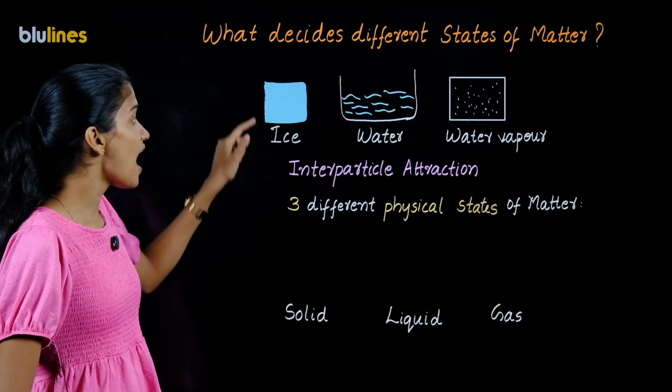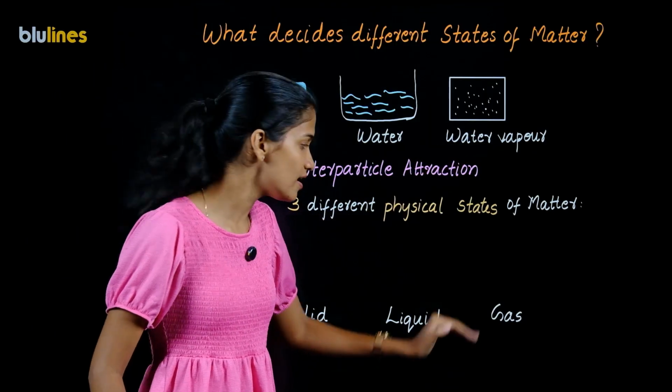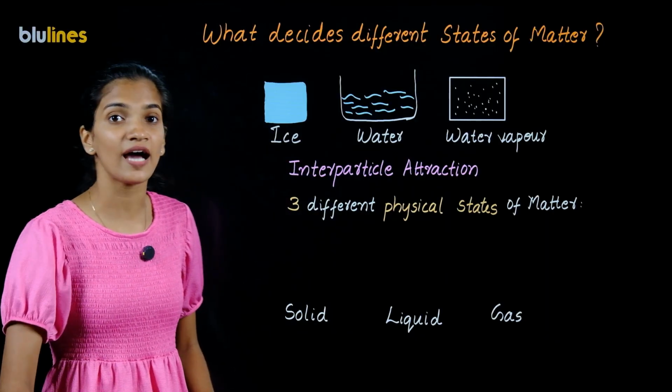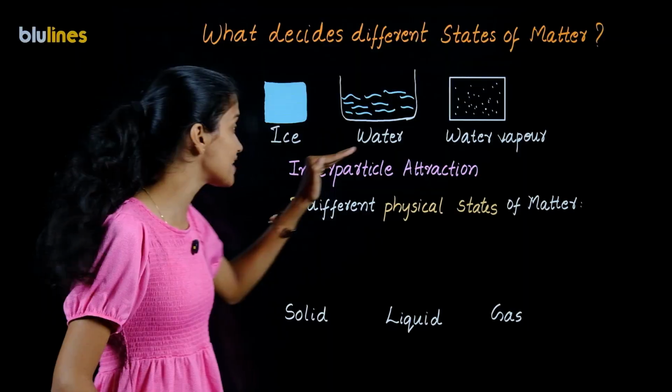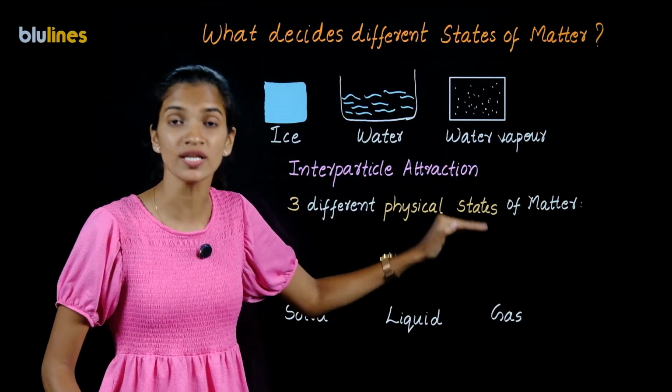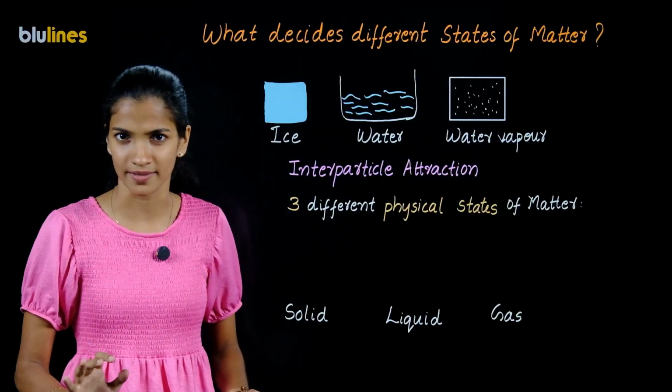Here as you can see, ice can be considered as a solid, water a liquid as well as water a gas. So without any doubt, the factor which decides different states of matter is the interparticle attraction experienced in between the constituent particles of every matter.